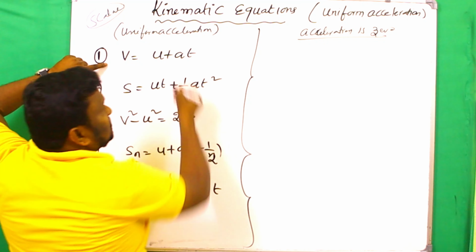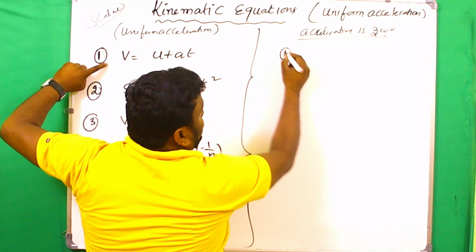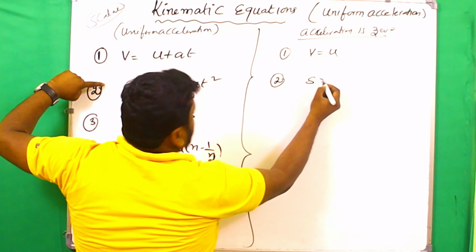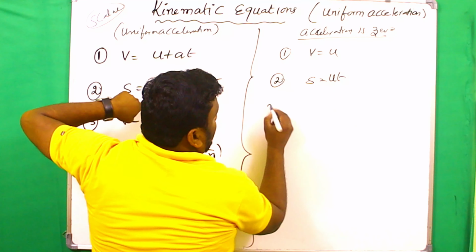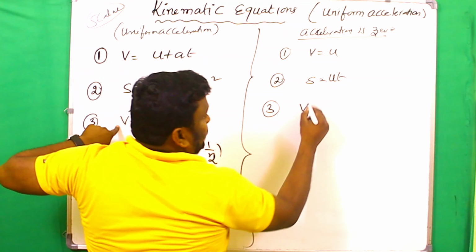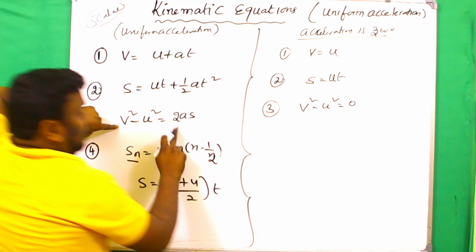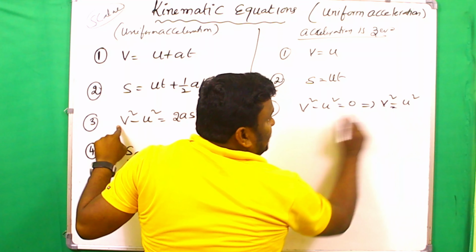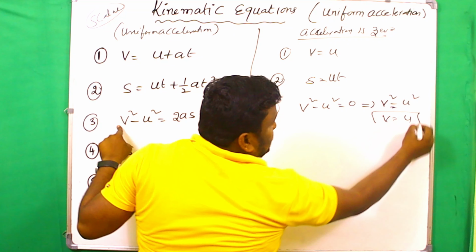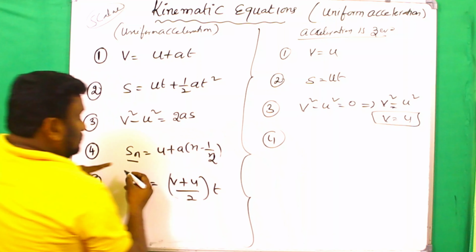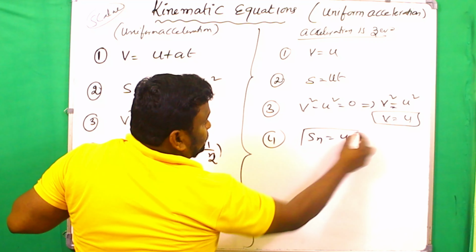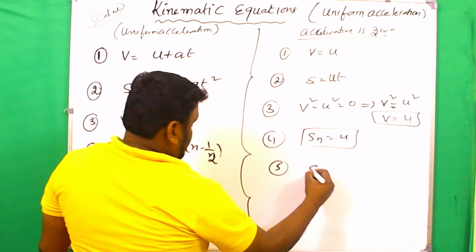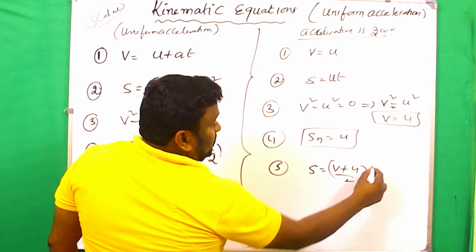So very simple, you have to substitute the value of a as 0. Then what is it? v is equal to u plus 0 into t, and the second one is s is equal to ut. And the third one is v square minus u square is equal to 2 into 0 into s. Then obviously v square minus u square is equal to 0, so v square is equal to u square. That implies we get again v is equal to u only. And the fourth one, Sn is equal to u, and the fifth one is the same again, s is equal to (v plus u) by 2 into t.